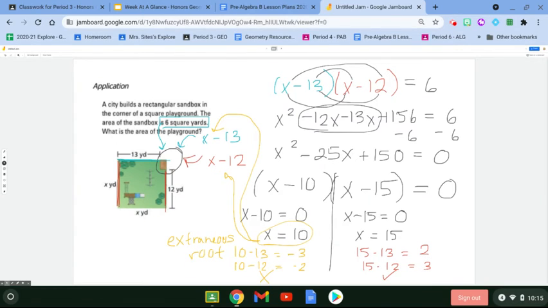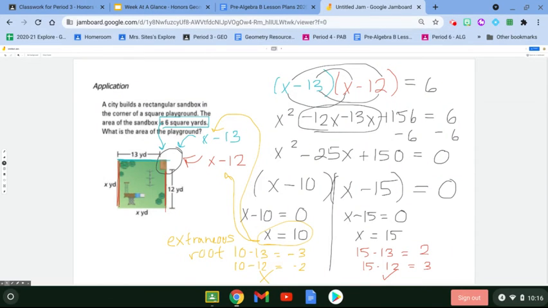So we would get lengths of 2 and 3. Then we would go back up here and start figuring out what the actual dimensions would be of the whole entire playground. Remember, this was just confirming that the area of the sandbox would be 6 square yards. And that does in fact work out because 2 times 3 would give us 6.